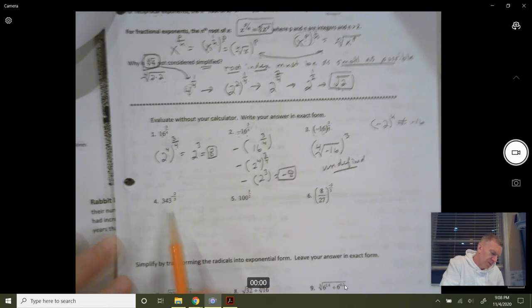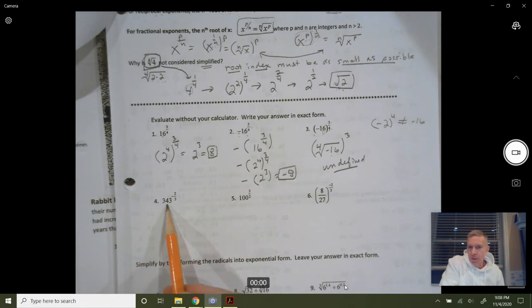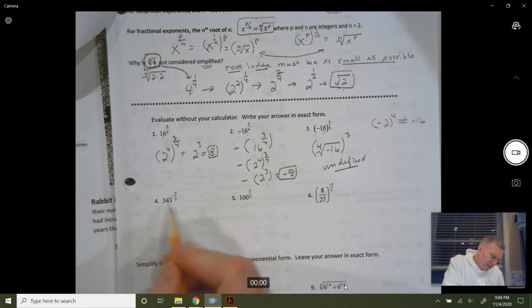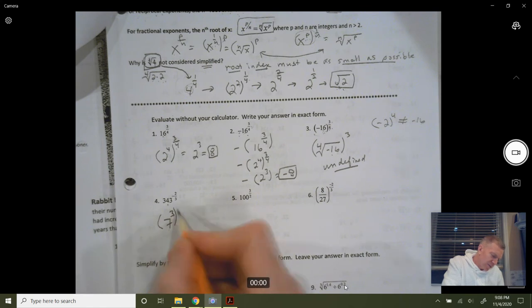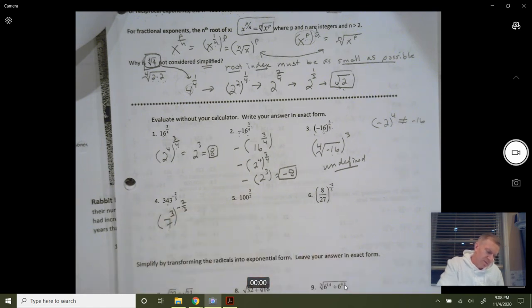And let's look at the next one. 343, if you remember that from your powers page, that's 7 to the 3rd. Again, if you forget that's 7 to the 3rd, you can start to break it down, but it might take some time. It's just going to save you time if you remember this perfect cube. Okay, and then we can raise that to the negative 2/3. If you wanted to deal with the negative exponent first, you could. I'm going to deal with this first. So power of a power, multiply the exponents. So I get 7 to the negative 2. The 3s cancel. Or 1 over 7 to the positive 2, which simplifies to 1 over 49.